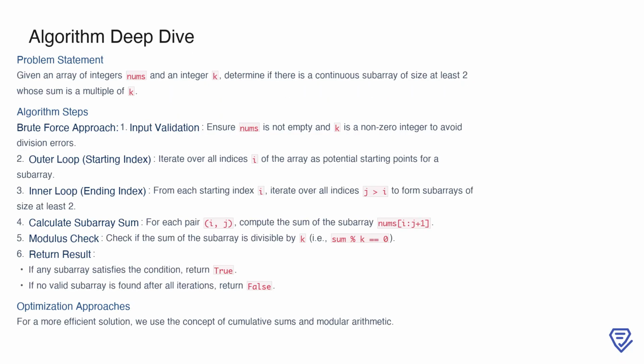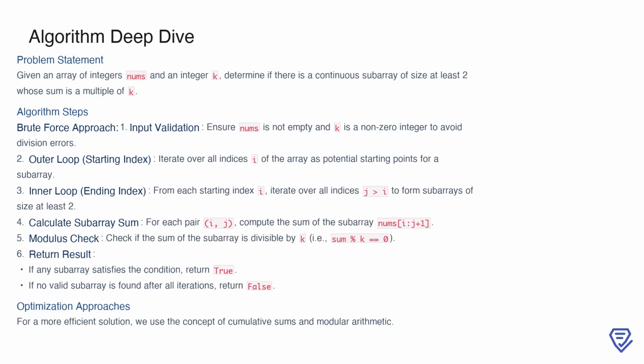To solve the problem, we are tasked with determining if there exists a continuous subarray of at least size 2 in the given array nums such that the sum of the subarray is a multiple of k. The brute force approach starts by validating the input to ensure that the array is not empty and that k is non-zero to avoid errors during division.